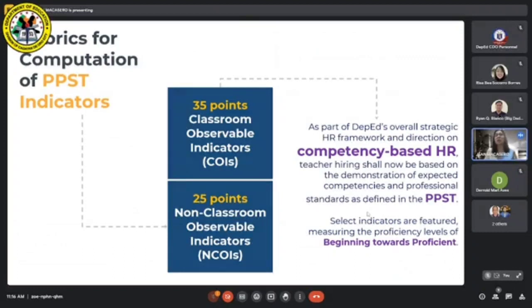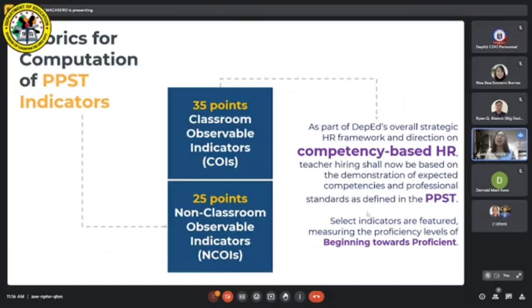It was mentioned again by Dr. Darrell that this time we will be using the PPST, the Philippine Professional Standards for Teachers. We've been using this for the past 8 years. As part of DepEd's overall strategic HR framework and direction on competency-based HR, teacher hiring shall now be based on the demonstration of expected competences and professional standards as defined in the PPST.